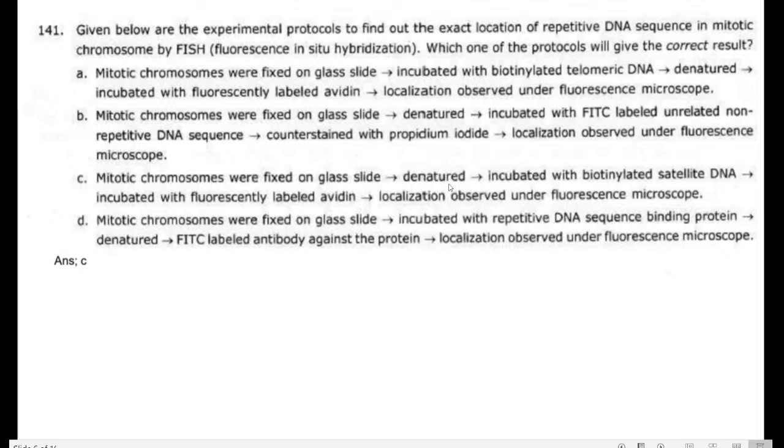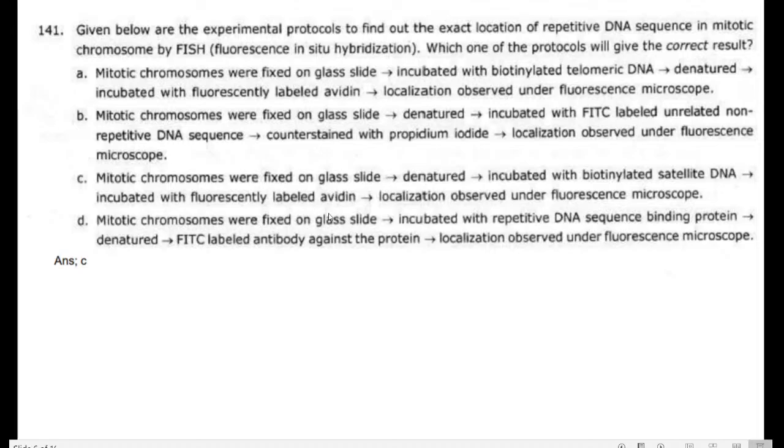Then, after the slide fixing, denaturation. Incubate with biotinylated satellite DNA. This is for the attachment, that complex formation. Then incubate with the fluorescently labeled avidin, because in the first step we added the biotinylated satellite DNA. That DNA is incorporated with the mitotic chromosome. So to this complex, the mitotic chromosome and biotinylated satellite DNA complex, avidin is added.